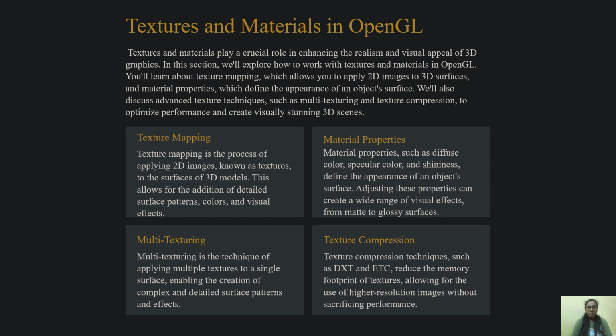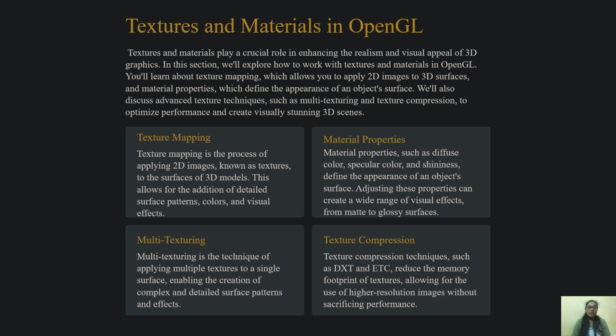Textures and materials in OpenGL. Textures and materials play a crucial role in enhancing the realism and visual appeal of three-dimensional graphics. In this section, we will explore how to work with textures and materials in OpenGL. You will learn about texture mapping, which allows you to apply two-dimensional images to three-dimensional surfaces, and material properties, which define the appearance of an object surface.